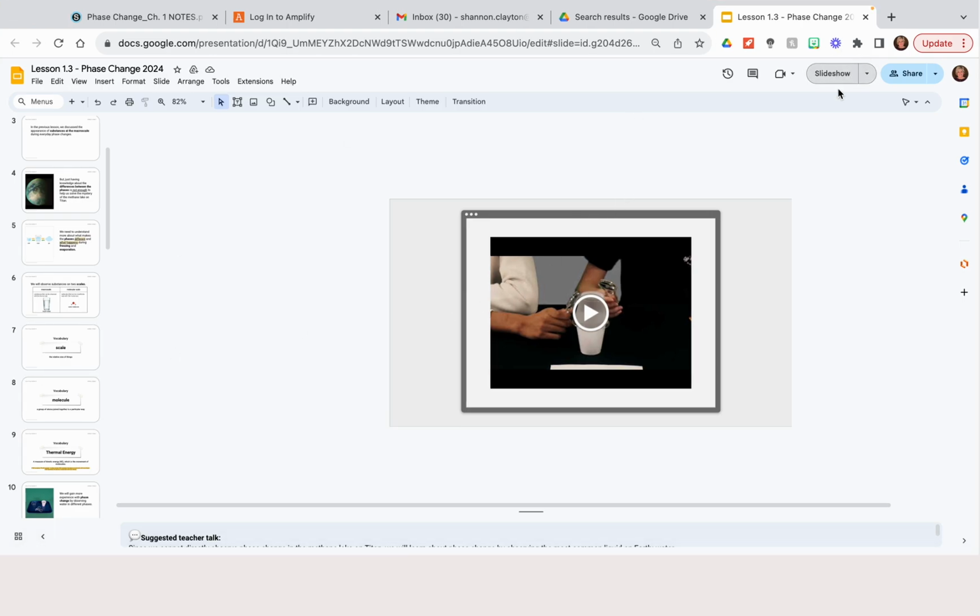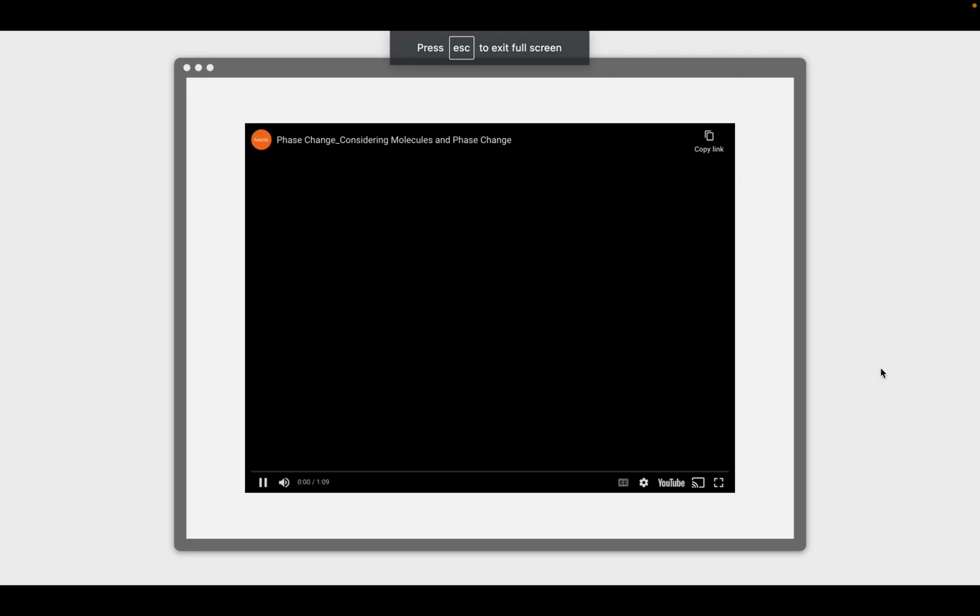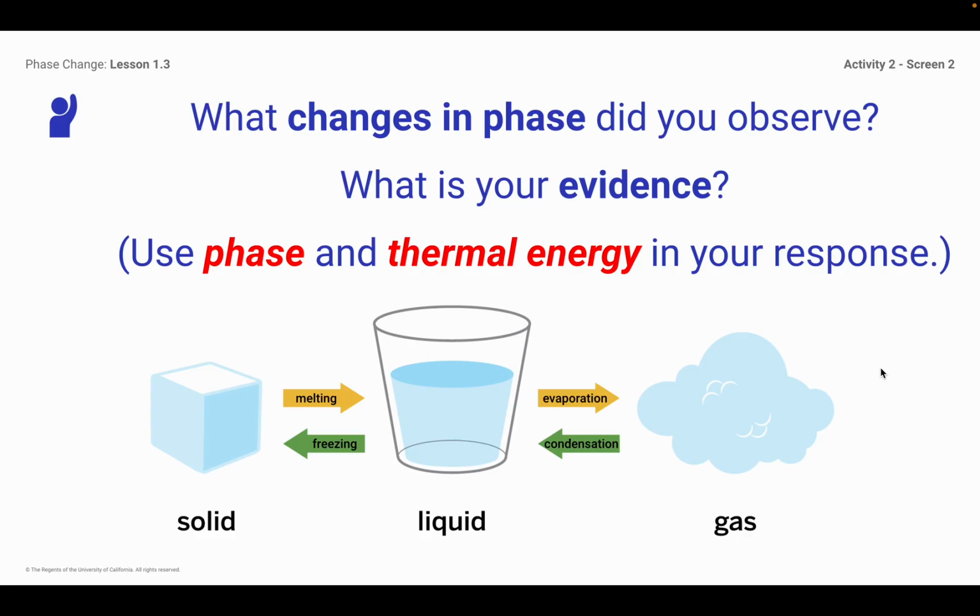Okay. All right. So we just kind of talked about that a little bit here in a discussion. We talked about what changes in phase the kids observed. And specifically now I want to start asking for evidence. I wanted them to use the words phase and thermal energy in their response. I want you to start thinking about why the phase change occurred.